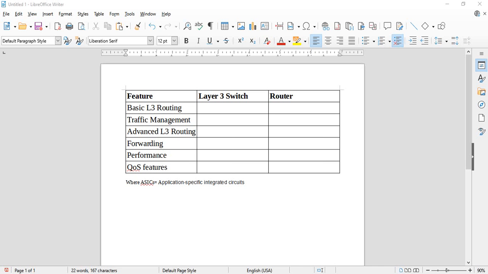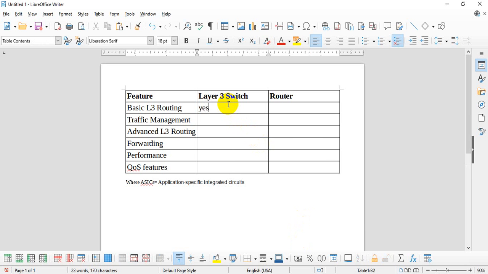Let's get started, guys. The first of the features is basic L3 routing. Both the router and the L3 switches work on layer 3 of the OSI model, which is the network layer, and they deal with packets. So basic L3 routing is done by both L3 switches and the router, so I'll include yes here, as they both function well on the basis of L3 routing.